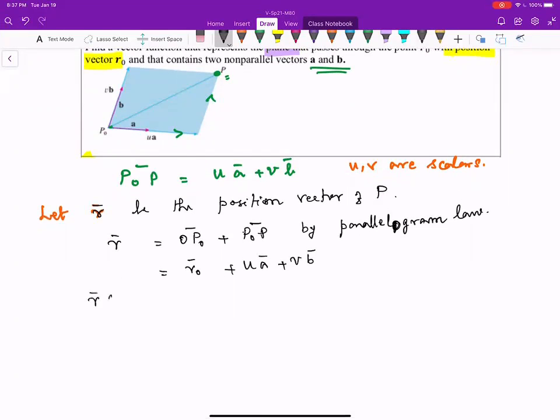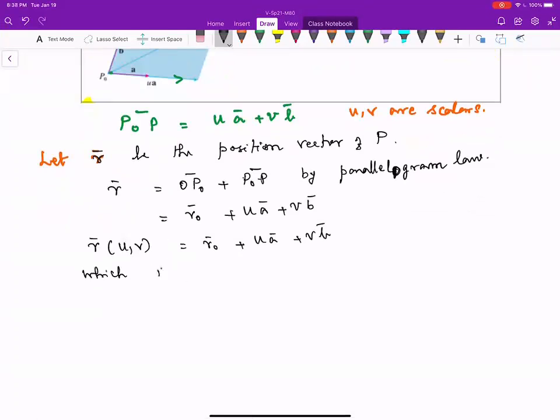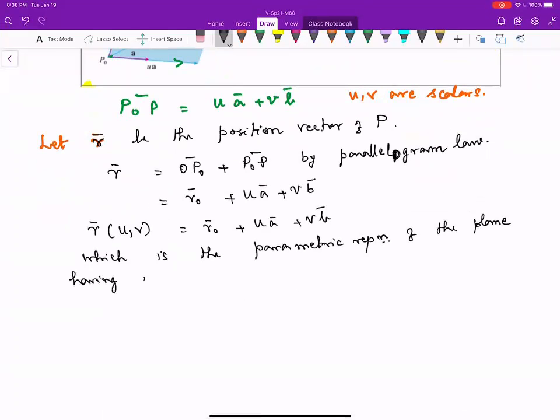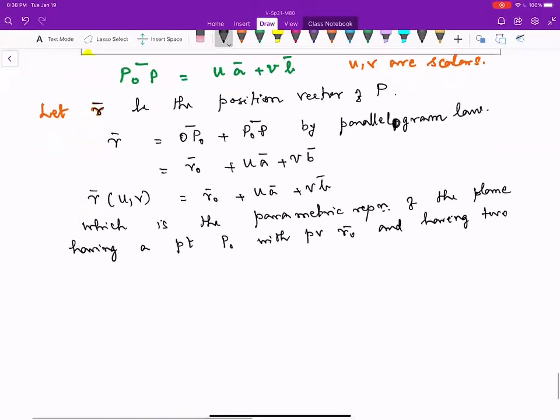So we can write R of the parameters u and v equal to R0 plus uA plus vB, which is the parametric representation of the surface, or representation of the plane in this case, the plane having a point P0 with position vector R0 and having two non-parallel vectors A and B. This is the parametric representation.